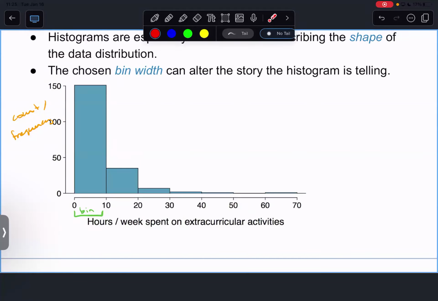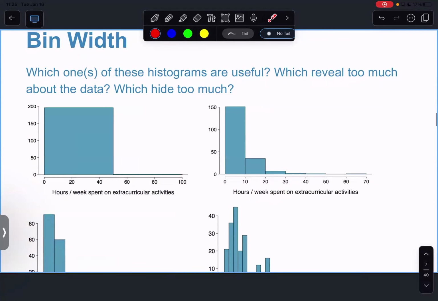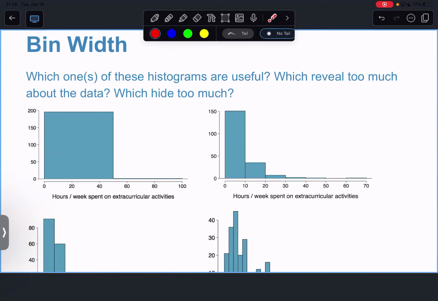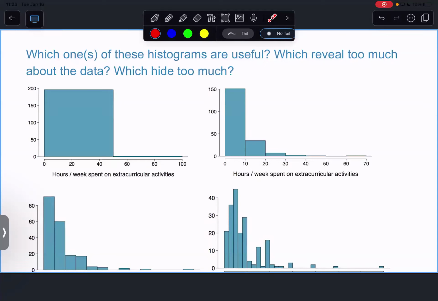And so what we're going to look at is, what if I change the bin width? The bin width is kind of a tricky balance, and it's something that I'll get you to play around with in the lab next week, where you change the bin width. For me personally, I'm not concerned about revealing too much about the data, as long as you're okay to generalize about the data. But I am concerned about hiding too much information.